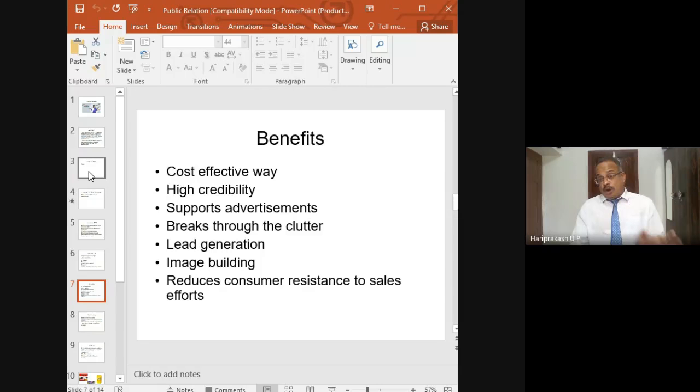It supports advertisement, it complements. Public relation complements advertisements. Breaks through the clutter. So we have seen in advertisement there is a lot of clutter. Too much of clutter is there. Too many advertisements are there. People don't remember advertisements. Crowding of advertisement is there. But here, if it is public relation, that is not there. Lead generation, it can generate new customers. Image building, it contributes to image building of brand and company. Reduces consumer resistance to sales effort. It helps the salespeople. It helps in getting the products sold faster. These are the benefits.